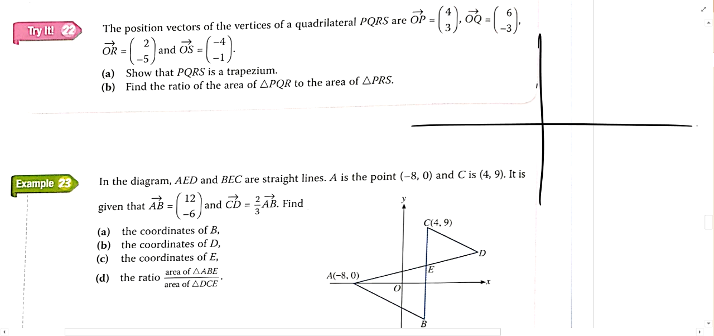P is 4, 3. So 4, 3. This will be my point P. Q is 6, negative 3. Try to draw it to scale as much as possible. R is 2, negative 5. So 2, negative 5. And S is negative 4, negative 1. Okay, join them up.